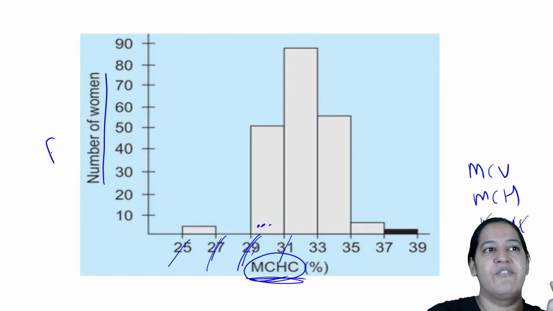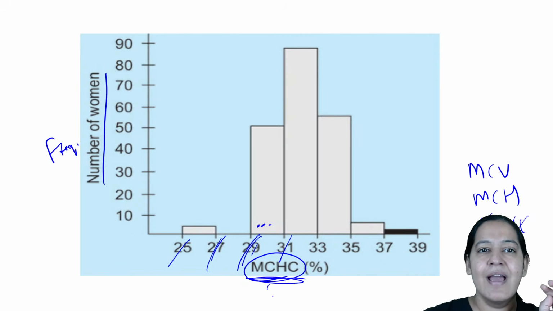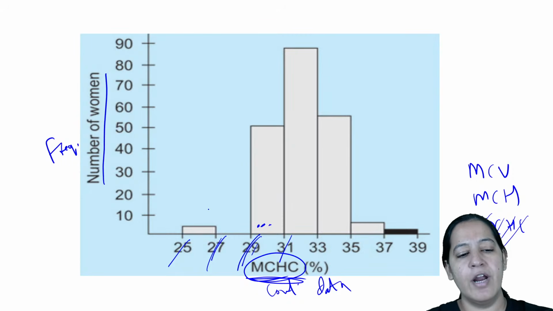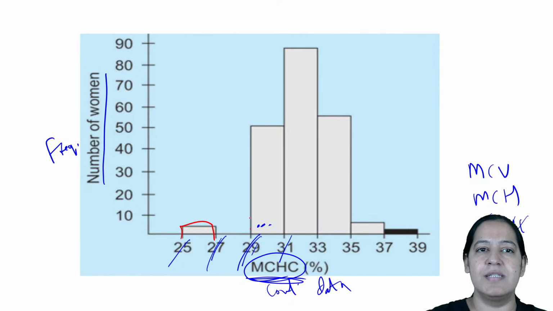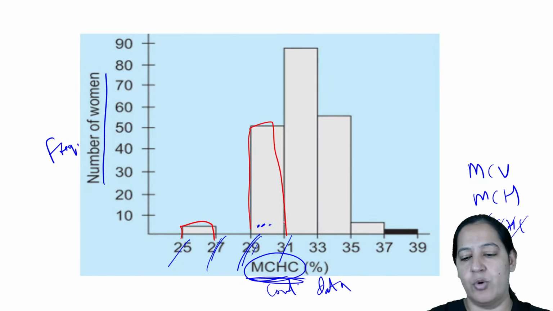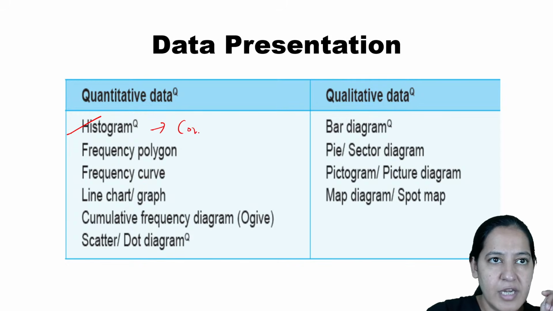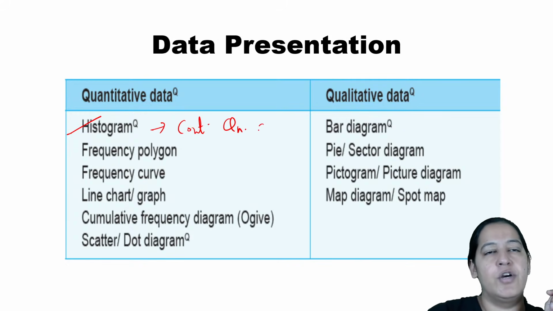That is the frequency. Frequency is taken on the y-axis, and continuous data is taken on the x-axis. Yes, and we are drawing it in the form of bars. These are known as bars. So this is known as a histogram. I hope it is clear to you. A histogram is for continuous quantitative data.